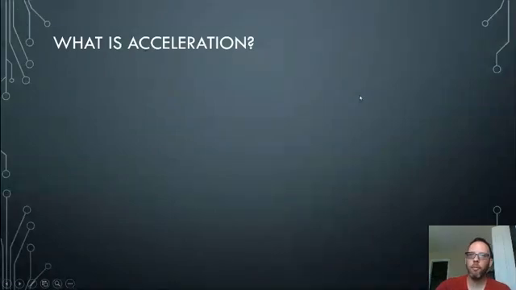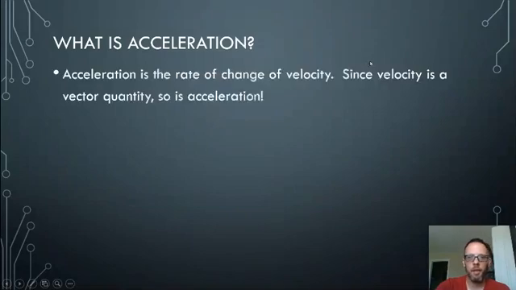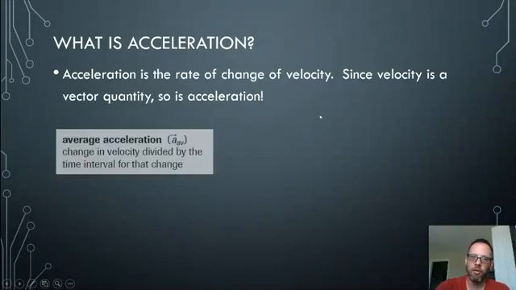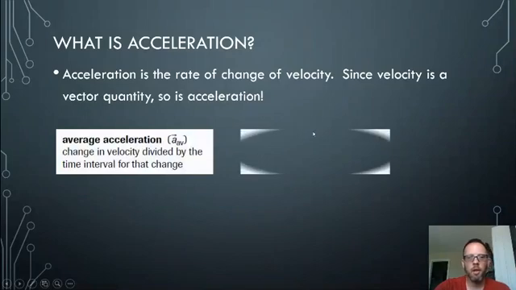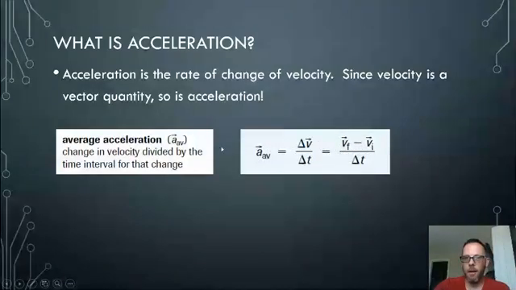So we teased acceleration in our last lesson, talking about acceleration being the slope of a VT graph. If we recall, slope and rate of change have connections you learned in your grade 9 math course. Acceleration is the rate of change of velocity. Since velocity is a vector quantity, so is acceleration. The formula for average acceleration is the change in velocity divided by the time interval for that change.